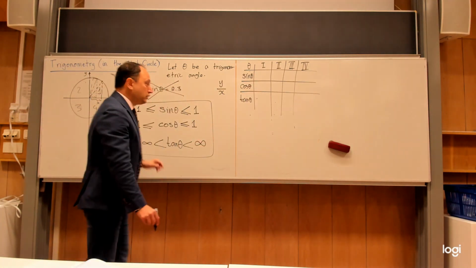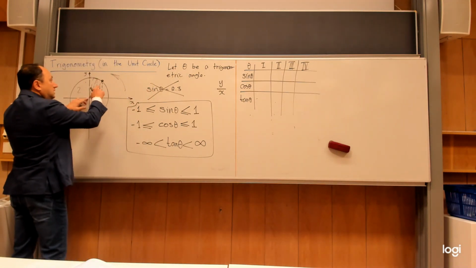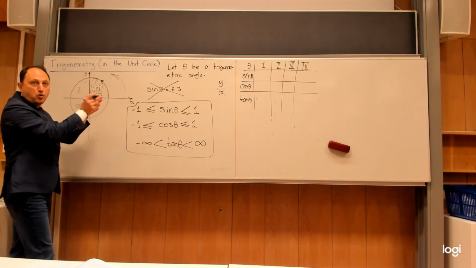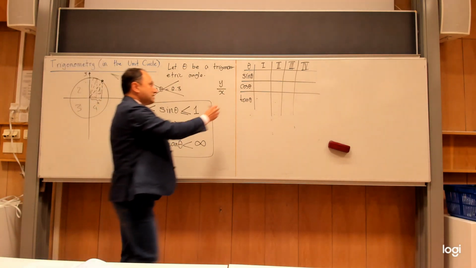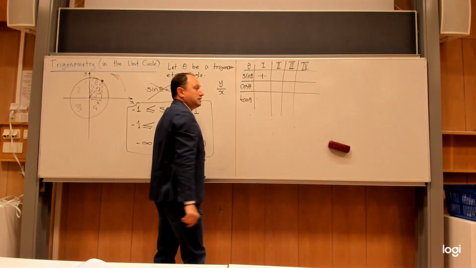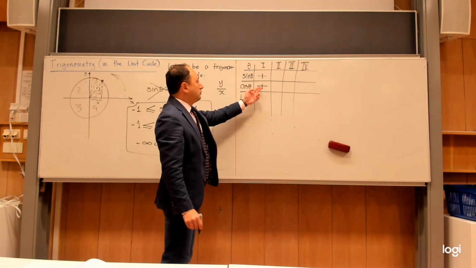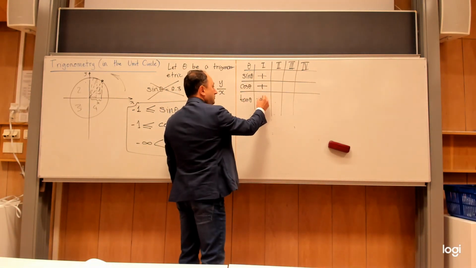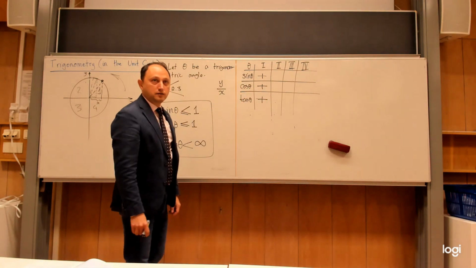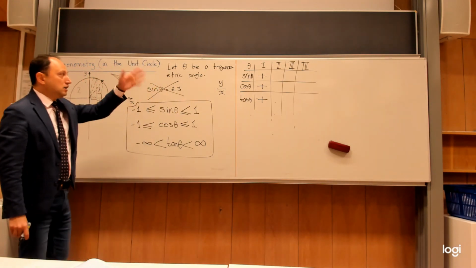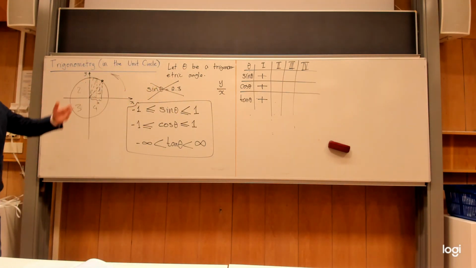That's clear. If you end up somewhere here, x and y coordinates are both positive. So it means that sine, which is the y coordinate, is positive, cosine is also positive. And if the y and x are positive, so its division is also positive. Okay, can you fill up the columns of this table for me immediately?